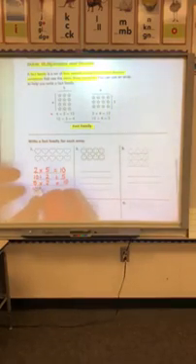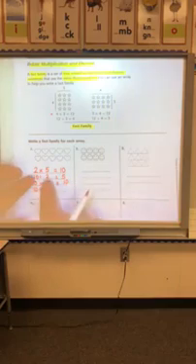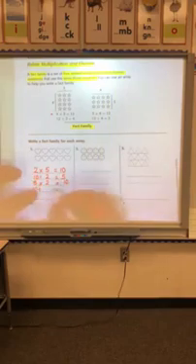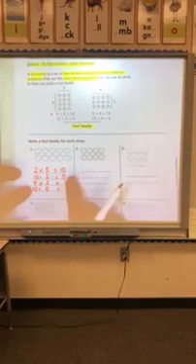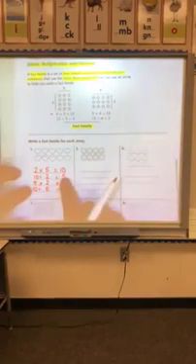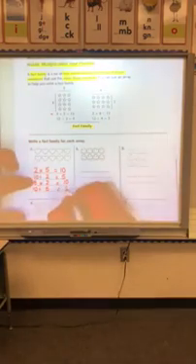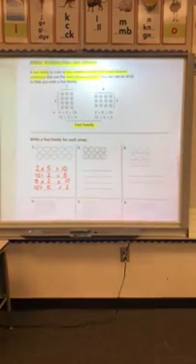10 divided by... No, before I divided by 2 already. Now this time I divide by 5. What is the answer? Two. Look, I cover 10, I cover 5, what is the number? Two.